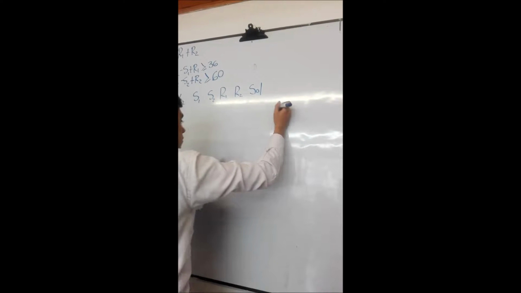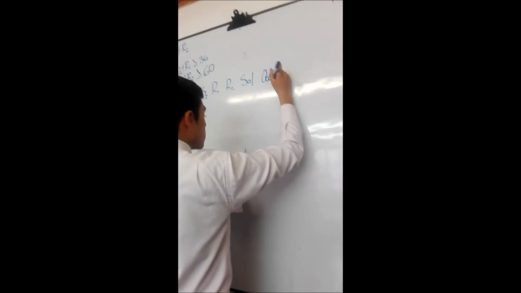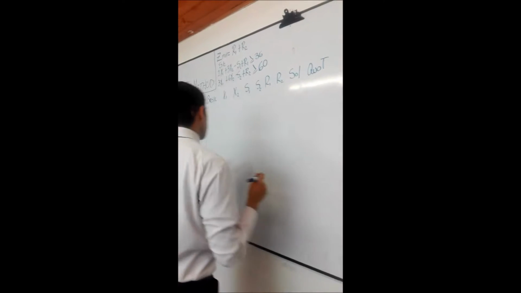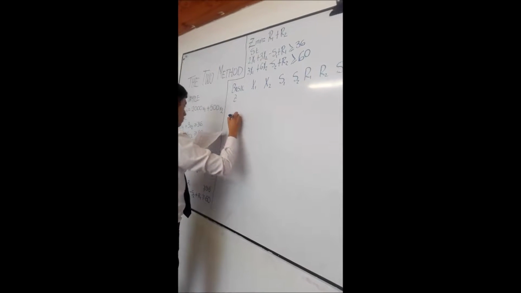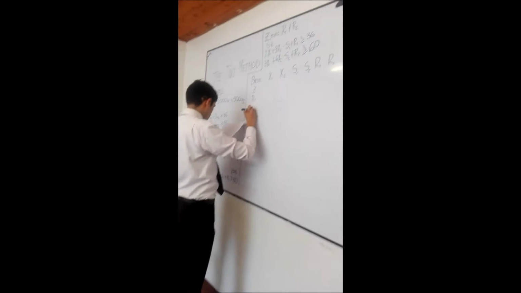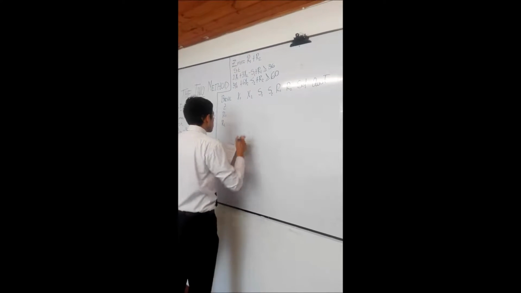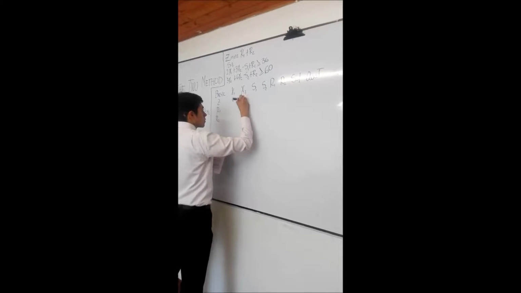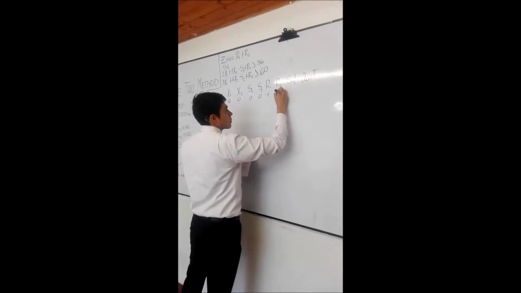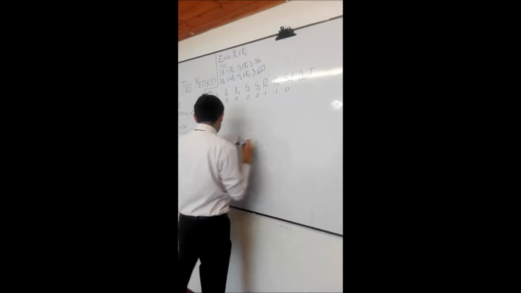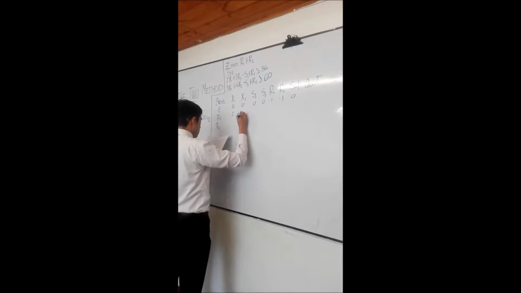In row R1, our coefficients are: x1 is 2, x2 is 3, s1 is minus 1, s2 is 0, r1 is 1, r2 is 0, solution 36. In the R2 row, our coefficients are: x1 is 3, x2 is 6, s1 is 0, s2 is minus 1, r1 is 0, r2 is 1, and solution is 60.